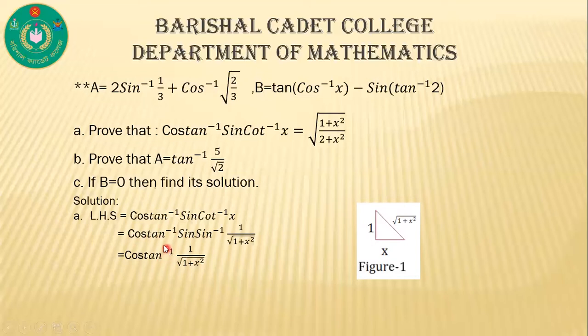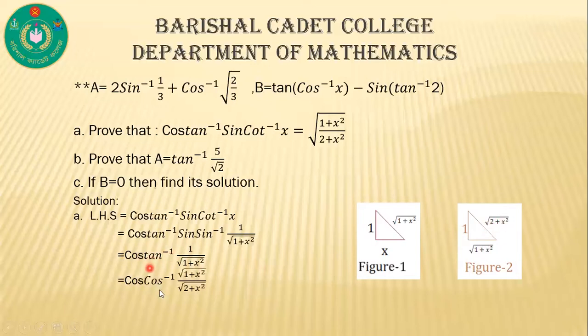Now again we see the previous term. Now convert this term to cos by using a figure. Here you see tan inverse 1 by root 1 plus x square. That means perpendicular by base. Here perpendicular 1, base root 1 plus x square. From Pythagoras we can write perpendicular square plus base square is equal to 2 plus x square, so hypotenuse root 2 plus x square.